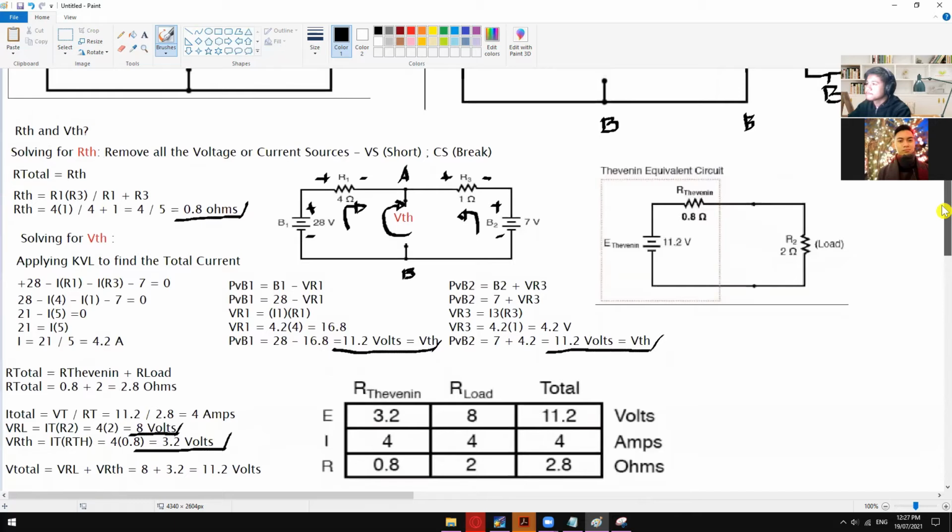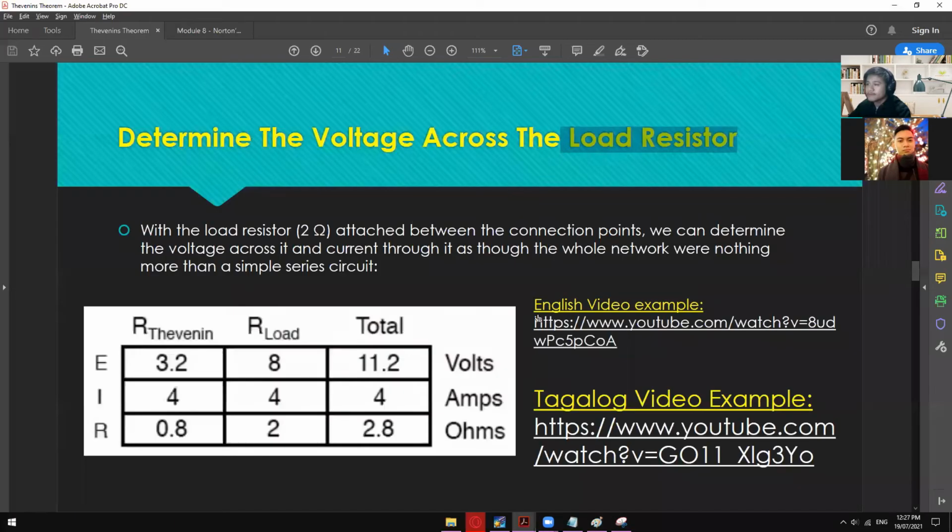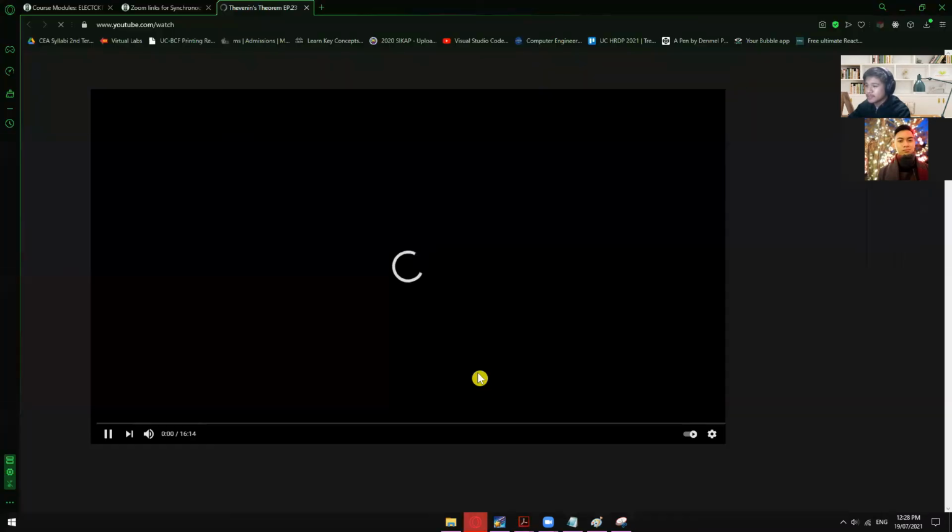So yeah, that's already it for the first example. Okay. And then if you guys need more examples, like more basic examples, you can visit this English video example. And if you want a Tagalog version of the video or a tutorial, please visit this one. Okay. So let's check this Tagalog video example since I need to mention something in here.